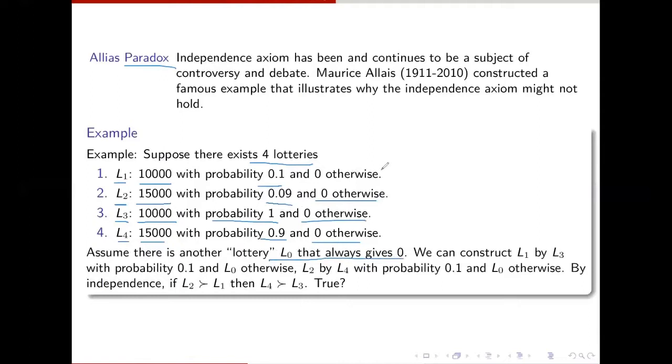Now let's do a survey. Everyone has to type in, to see if you are awake. If there's L1 and L2, which one would you prefer? Would you prefer a lottery that gives you $10,000 with 10%, or $15,000 with 9%? Type in, I'll see what you think. There's no right or wrong answer here.